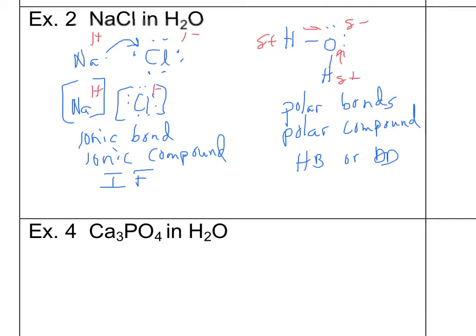When an ionic compound dissolves, the ionic force holding the Na and the Cl together actually gets broken, and the ions separate and become independent.